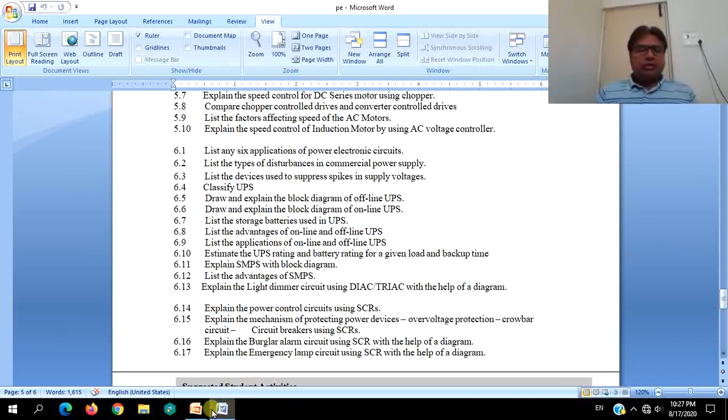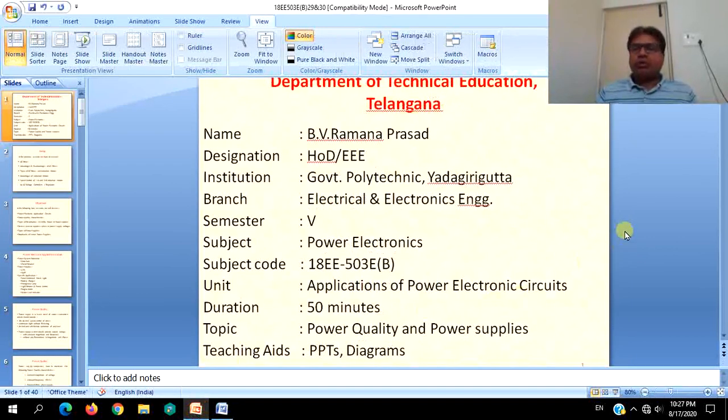So we will go back to our PPTs again to start with. The particular topic of power quality and power supply is a big topic, and many concepts are to be cleared before entering into the next aspects. So these things are discussed elaborately in two sessions, the 29th and 30th. In this 29th we will mainly focus on power quality and some aspects of the power supplies.